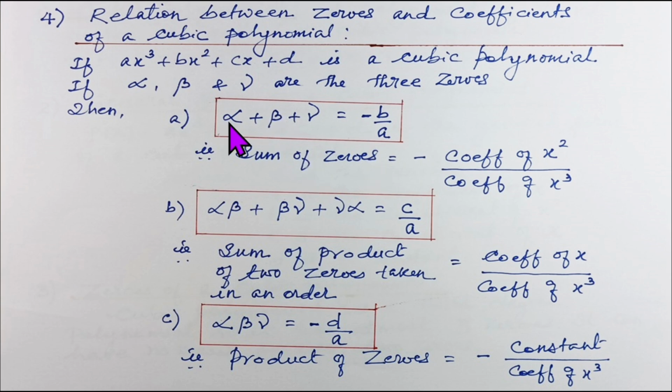So therefore remember, alpha plus beta plus gamma is minus b by a, or the sum of zeros is equal to minus times coefficient of x square upon coefficient of x cube.